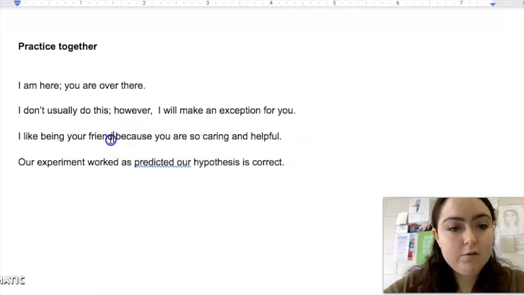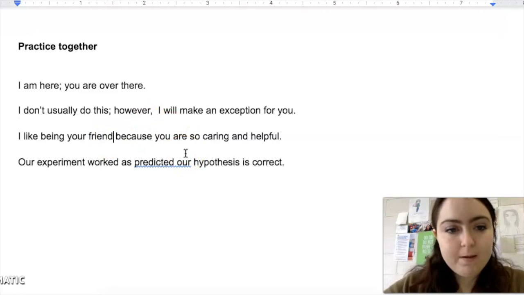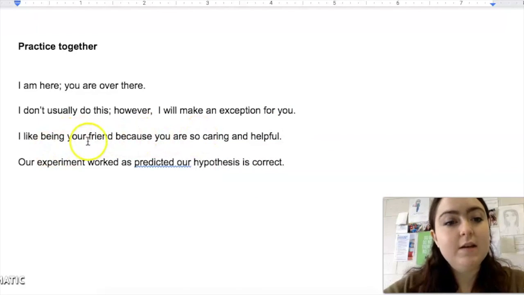So can we do this? Can we put a semicolon here? Nope. And we wouldn't even use a comma because this is a dependent clause at the end of the sentence. This sentence is perfectly fine the way it is.